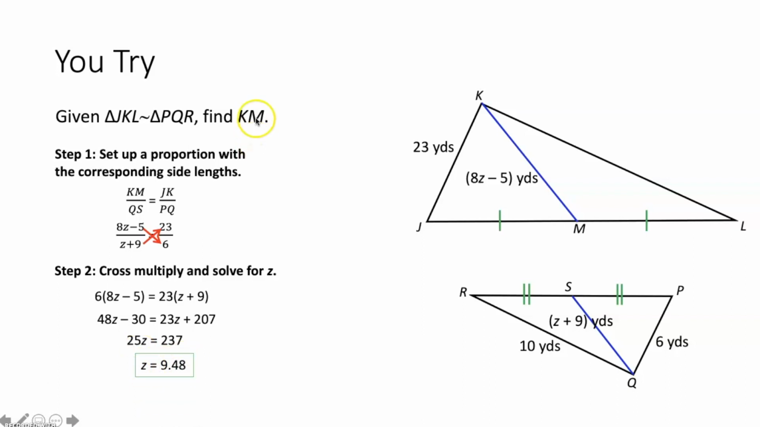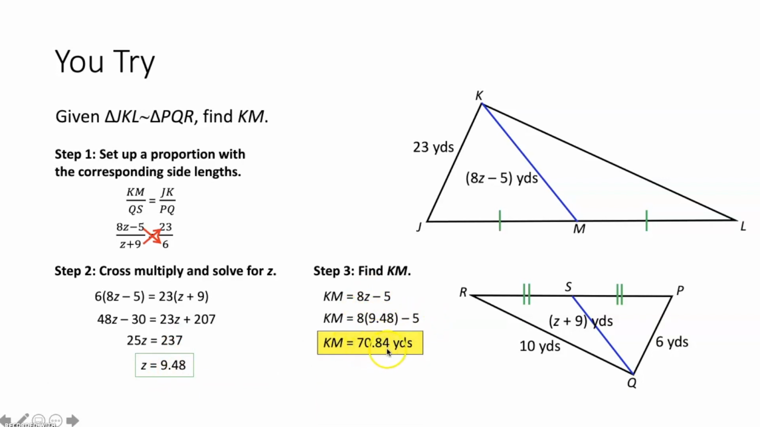But we're not done. We want to find the measure of segment KM. So we take what the measure of segment KM was equal to, plug in what we found for z, and we simplify. 8 times 9.48 minus 5 gives you 70.84 yards.